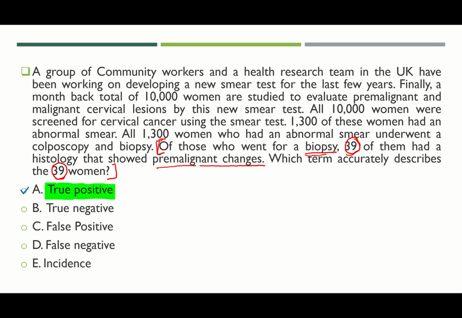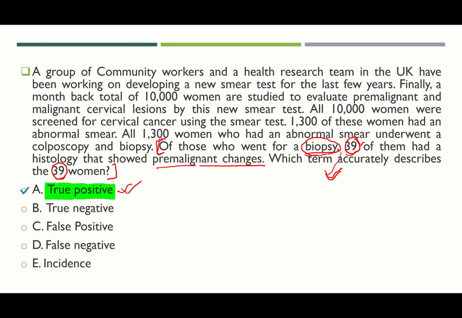Now you will not be doing a biopsy in a test negative group. Of course not. It's an invasive procedure. You will do it only to those groups that are actually positive. Those are test positive. So 39 belongs to test positive and also disease positive. So they belong to group A, which is true positive. See, that's how you solve the questions very quickly, very easily.